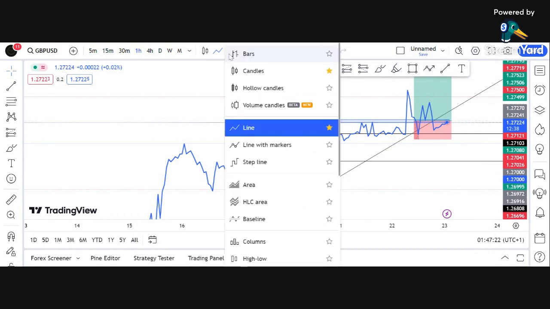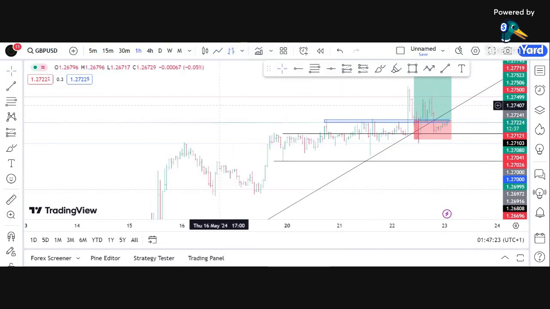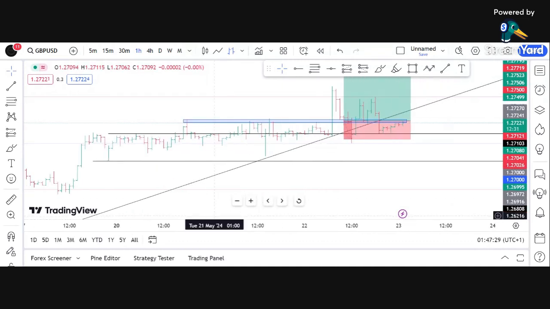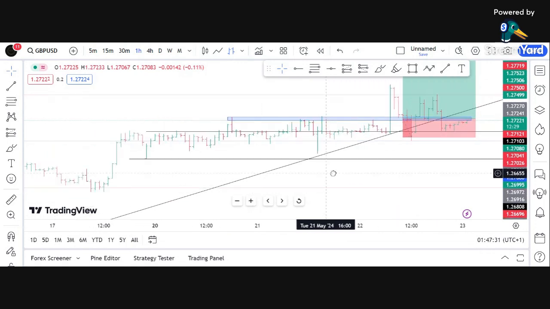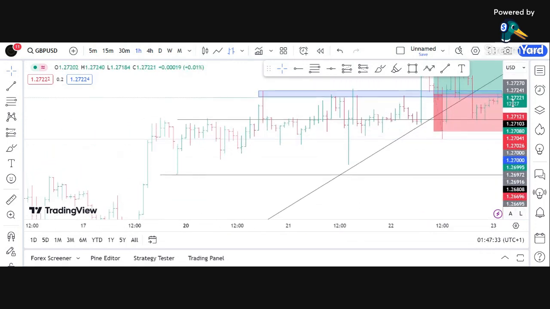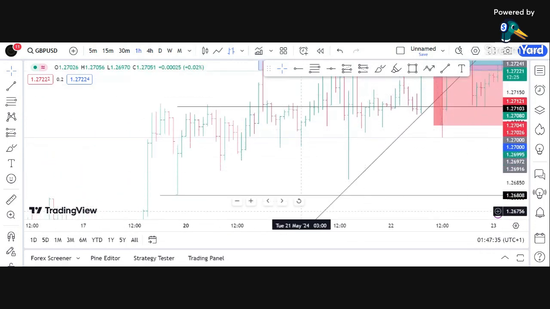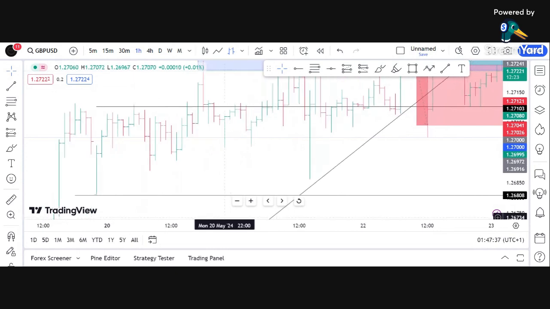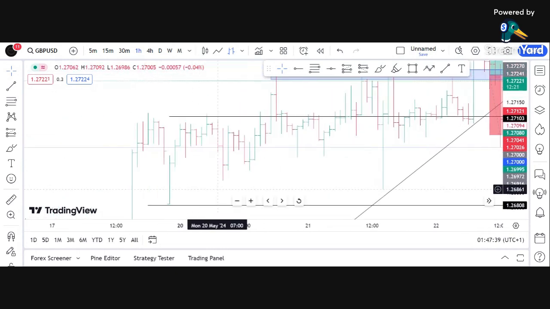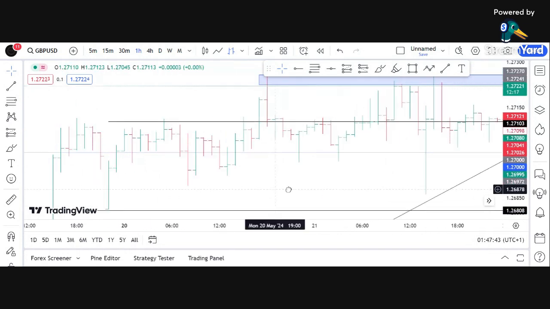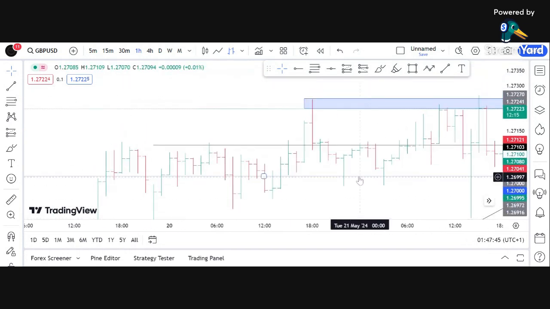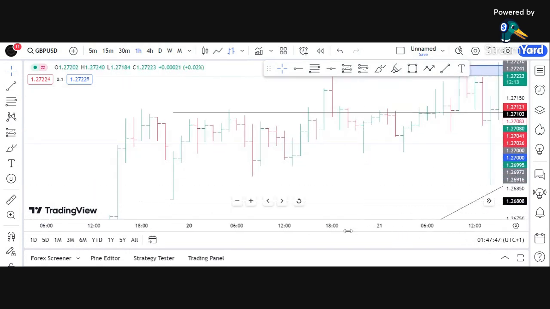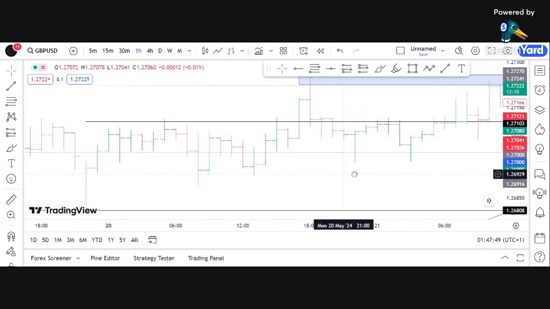We also have the bar chart. You can see this is the bar chart now. This is how the bar chart works. The bar chart is just like the candlestick chart. Basically, we have two different kinds of candle: the bearish and the bullish candle. Understand? We have the bearish and the bullish candle.